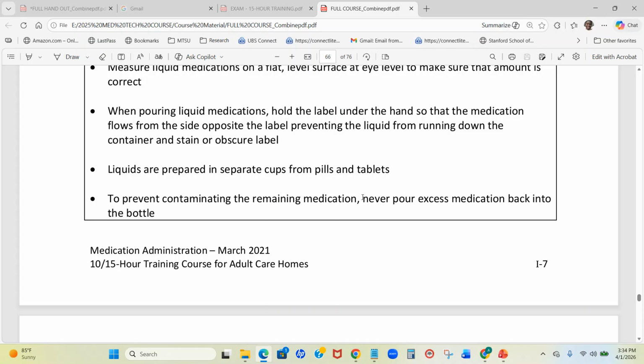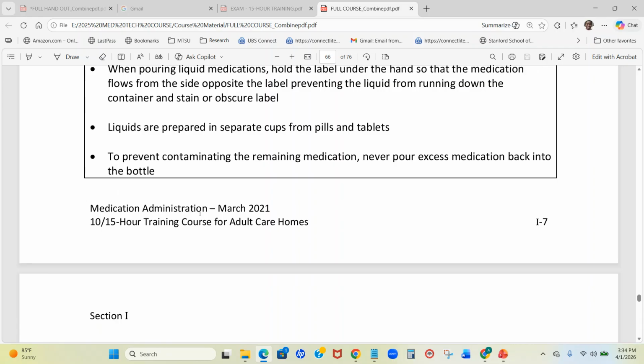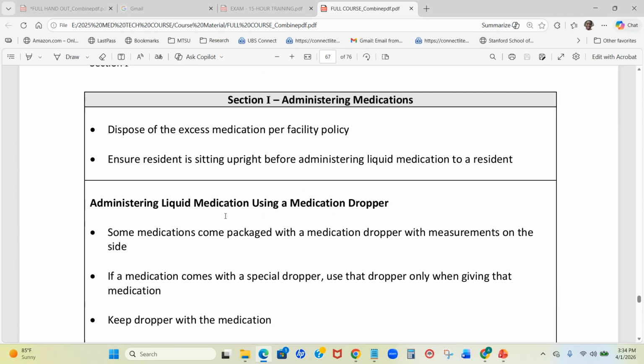To prevent contaminating the remaining medication, never pour excess medication back into the bottle. I repeat, never pour excess medication back into the bottle to prevent contamination. Dispose of the excess medication per the facility policy, which is very important.